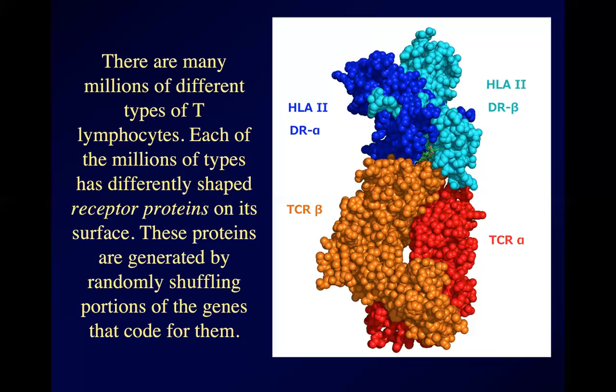And you make tens, maybe hundreds of millions of different T lymphocyte receptors, but you don't have hundreds of millions of genes for them. What happens is that when these particular genes are transcribed and translated, portions of those genes are literally spliced and shuffled, which means that every one of your T lymphocytes at random produces a differently shaped receptor.